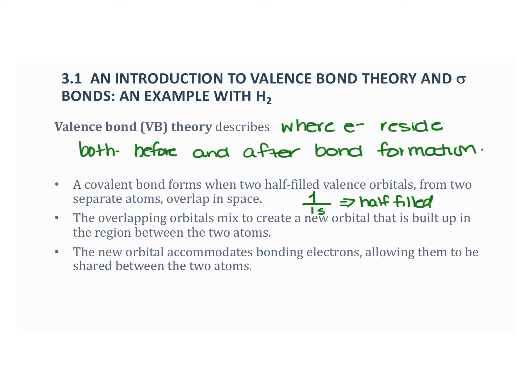So you really intrinsically learned valence bond theory all along. We're just putting some words into it, which is basically, a covalent bond forms because you have two unpaired electrons that form a bond, and that happens because orbitals overlap, and it happens between the two atoms. Nothing wild and crazy, things that you intrinsically know.